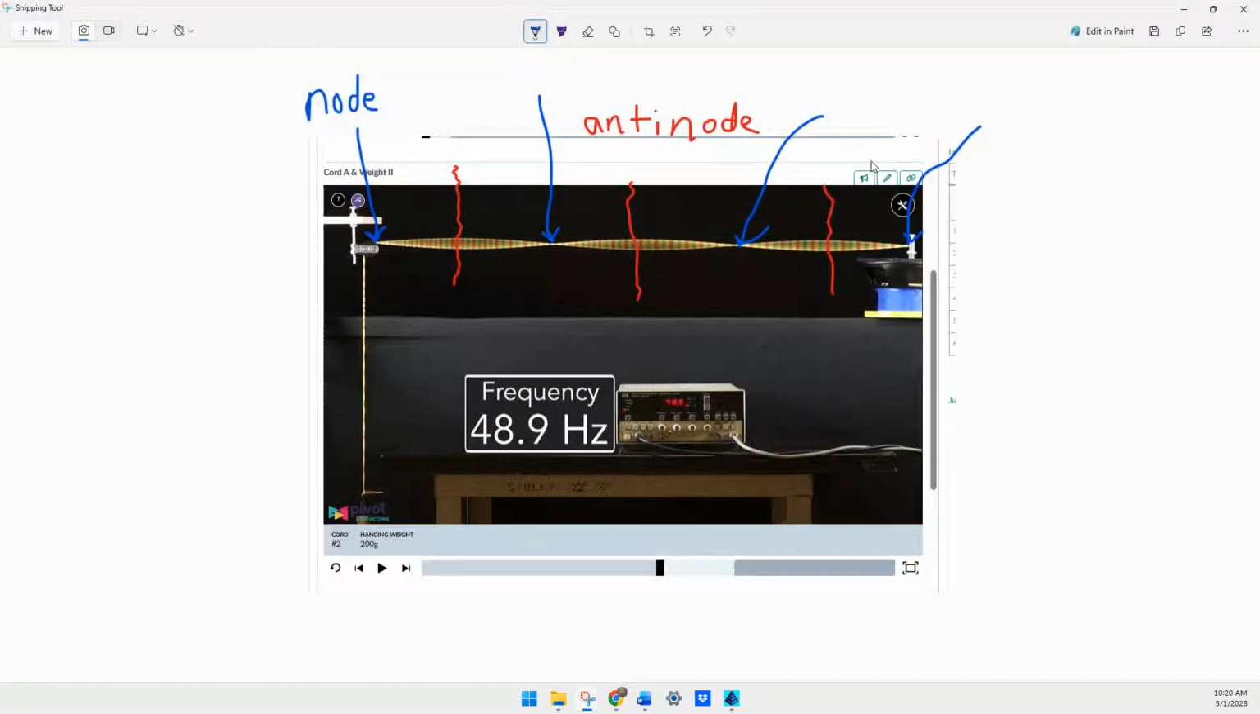Here's one that is in the third harmonic. So this would be the third harmonic. 1, 2, 3, and we have nodes here, here, here, and here, and then of course 3 antinodes.